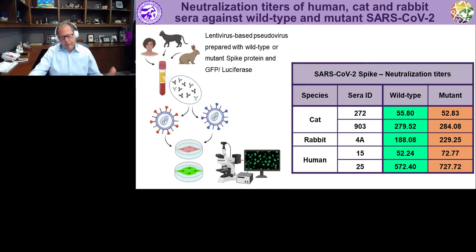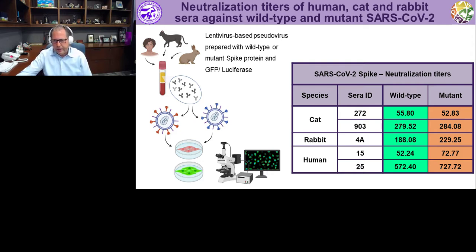The most important question is now, how will neutralizing antibody recognize that mutant versus the wild type? And in order to do that, we developed together with Dr. Cheng at Kansas State lentivirus-based pseudoviruses, which either express the wild type spike or the mutant spike protein. And then we tested them in either a GFP or luciferase-based readout system. For this test, we used various cat sera, a rabbit serum, and 2 human sera.